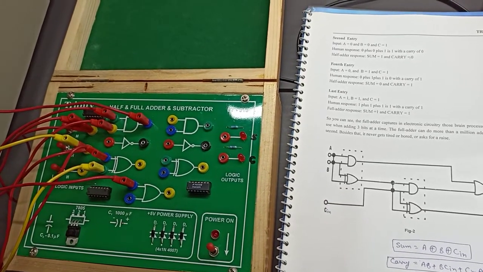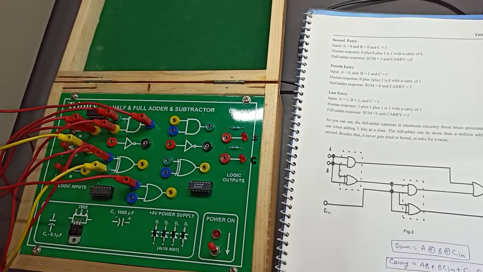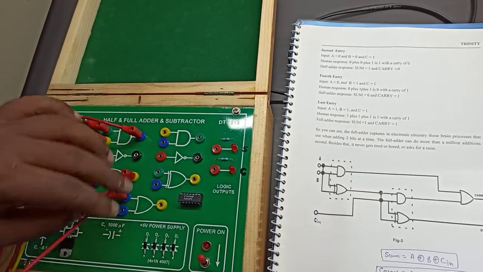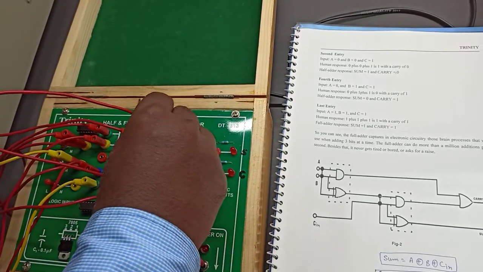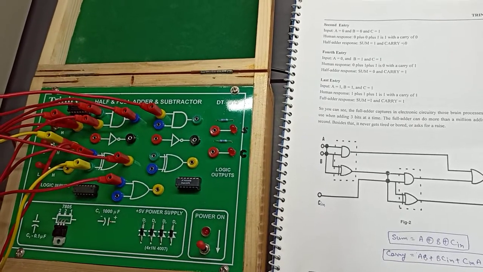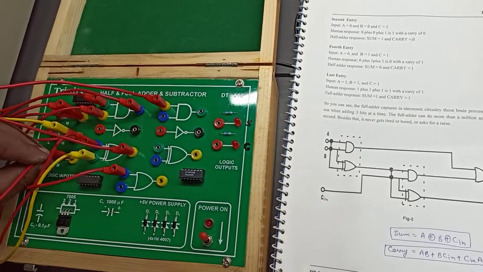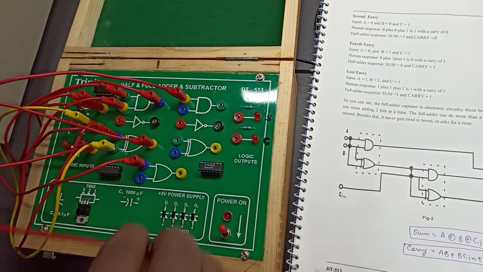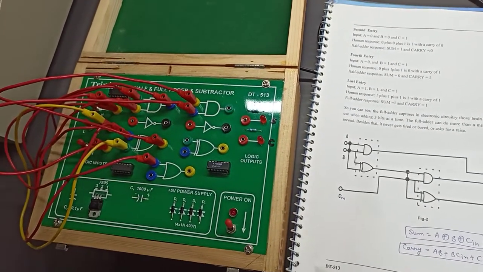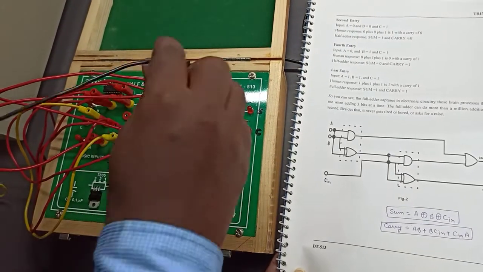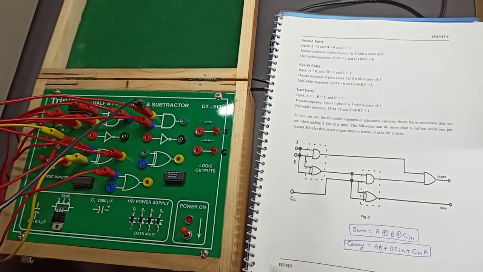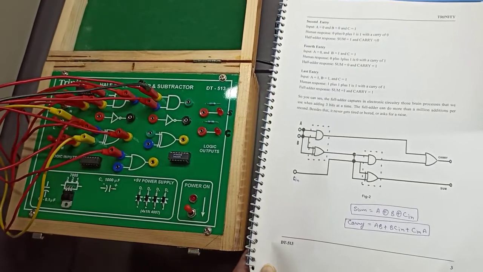The output of the first exclusive OR gate goes to the second AND's input, and the third input goes to the second AND's other input, and these two inputs are also provided to the second exclusive OR gate.